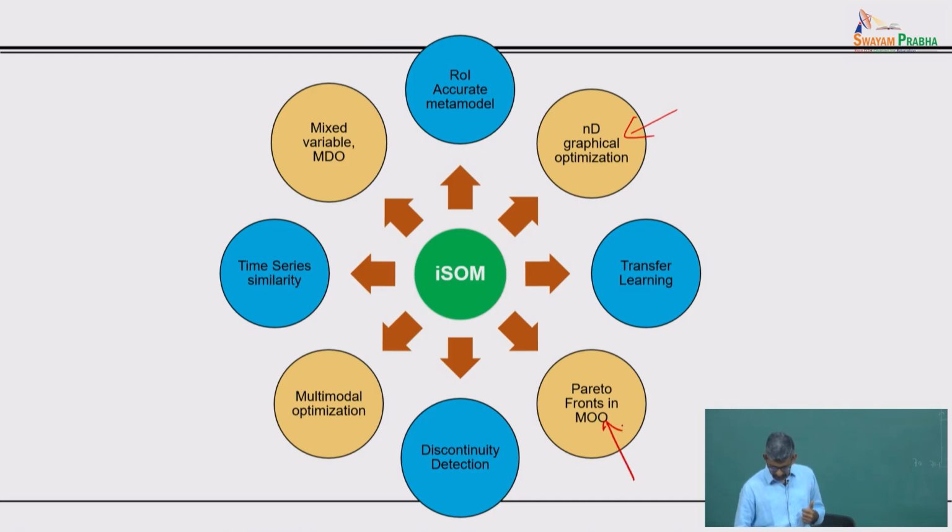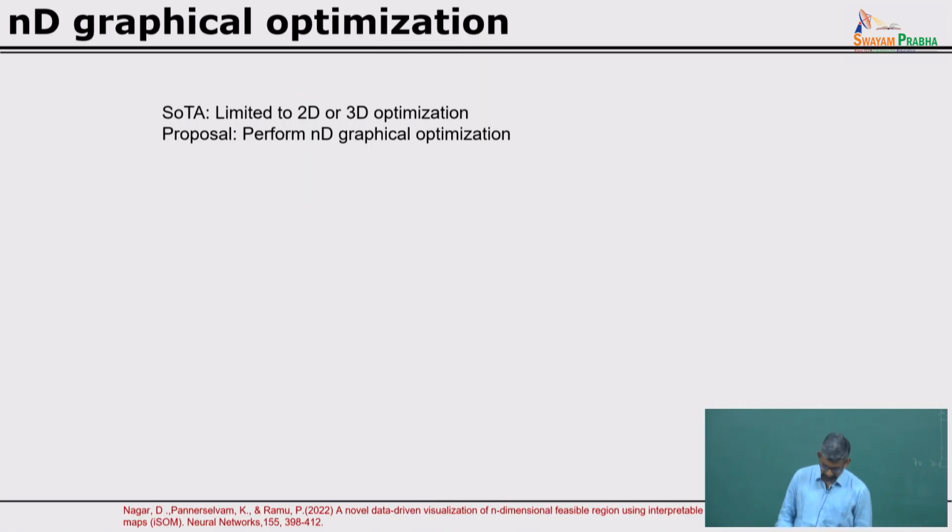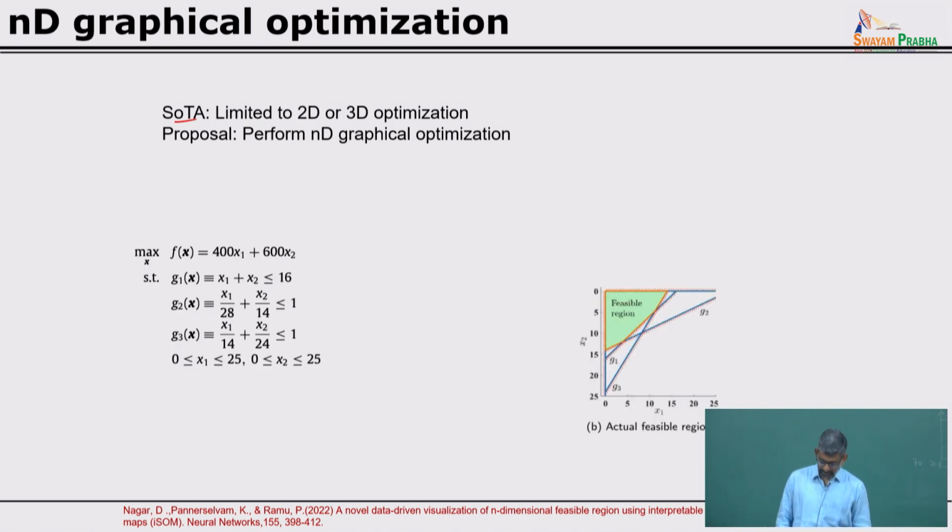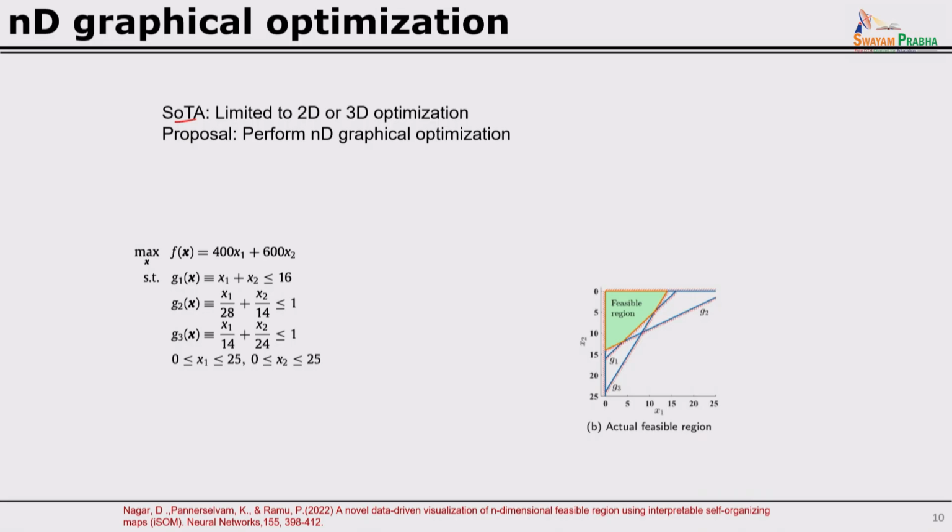And the other thing that we will discuss, Deepanshu will discuss, is the Pareto-Race MO kind of stuff, right. So, the state of the art is limited to 2D or 3D, but we could use ISOM to be able to do this in higher dimensions.